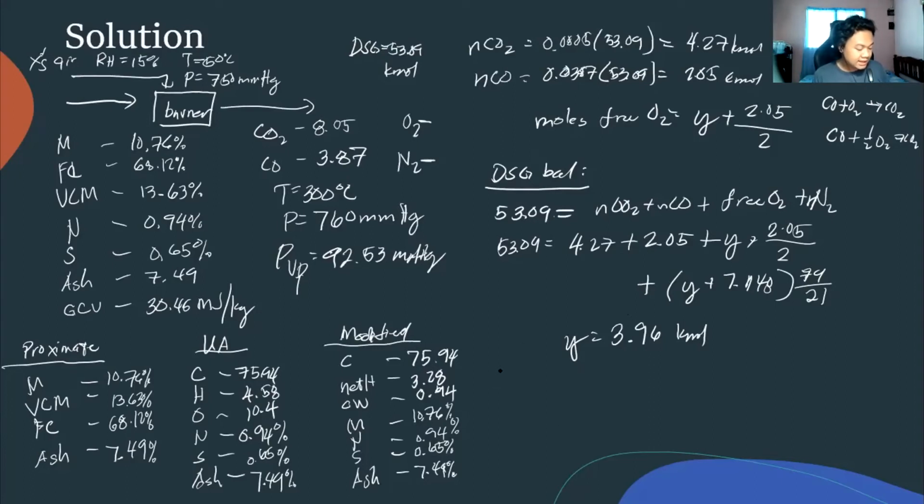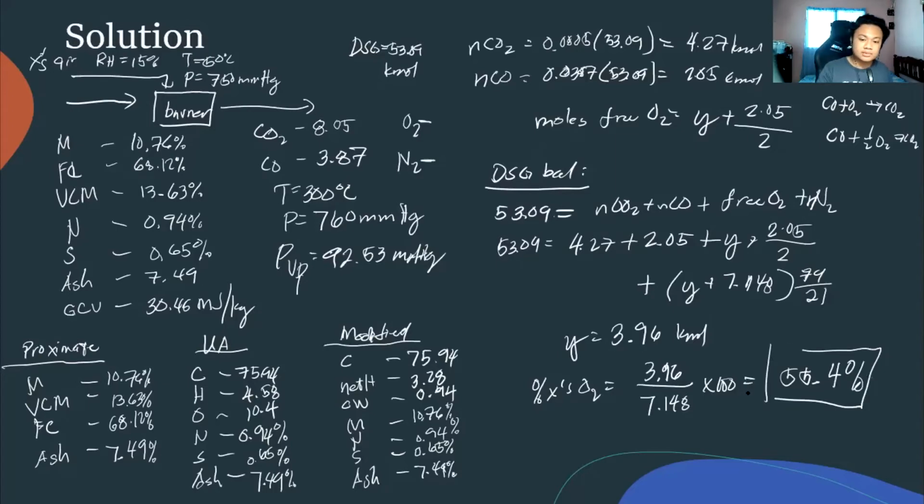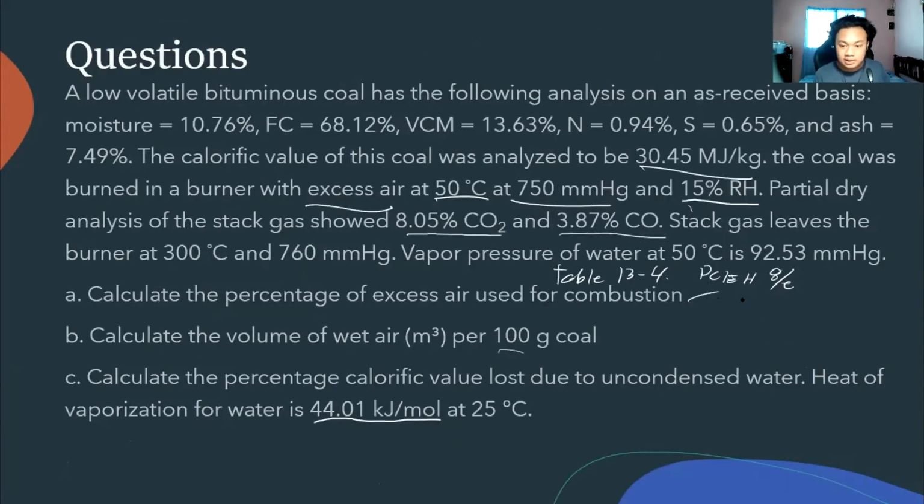So now you can get the percent excess O2. Just divide that by the theoretical O2, 7.148, times 100. That's 55.4%. Okay, so check this: it's 55.4%. But we'll have to calculate the volume of the wet air per 100 grams of coal.